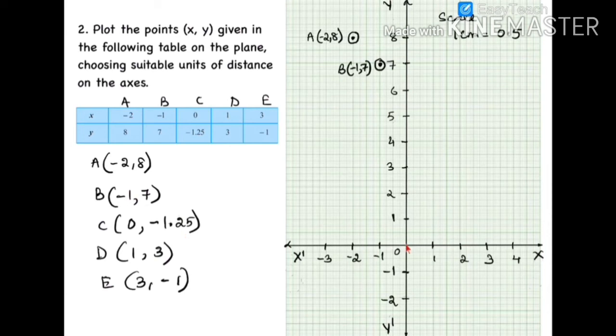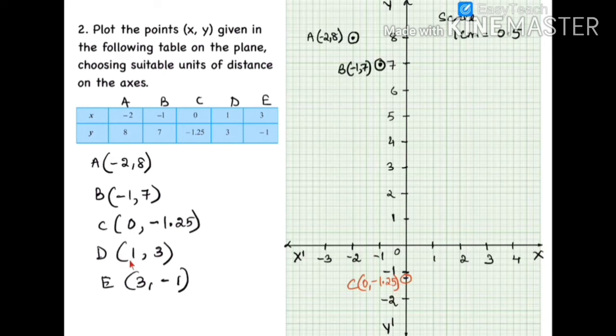So this point will lie on the y-axis. So from the origin you do not move on the x-axis at all, and from there you will move -1.25 units on the negative y-axis. Now this length is 1. The distance between -1 and -2 is also 1 unit. So if you divide it into 4 parts, each part will be 0.25 unit. So this point is 1.5 and this will be 1.25. So this point will be C.